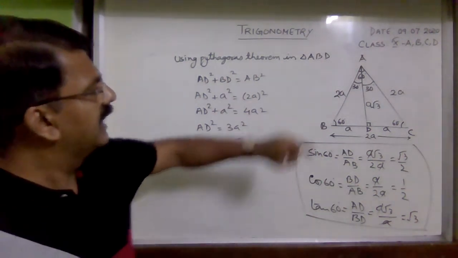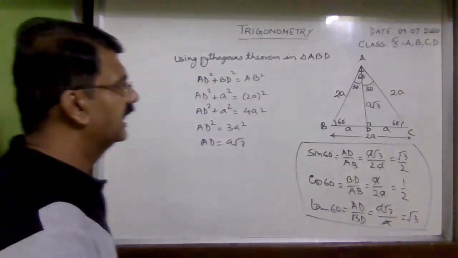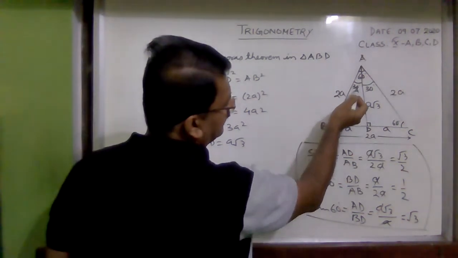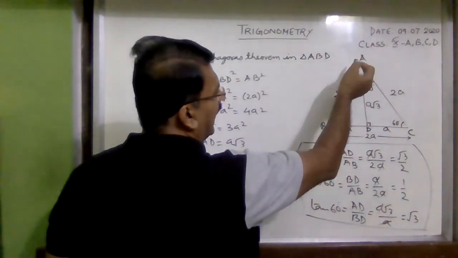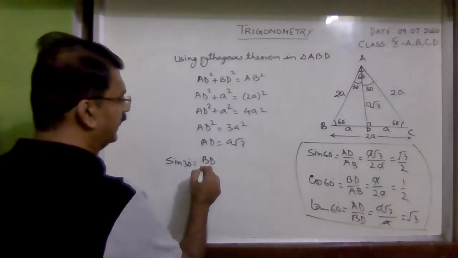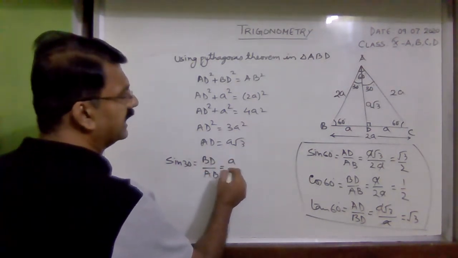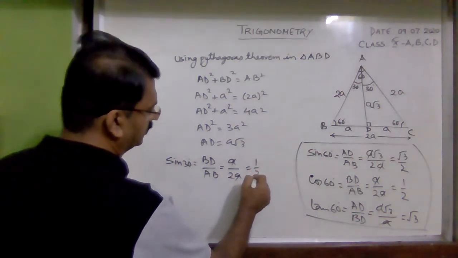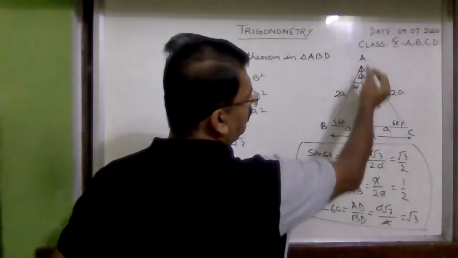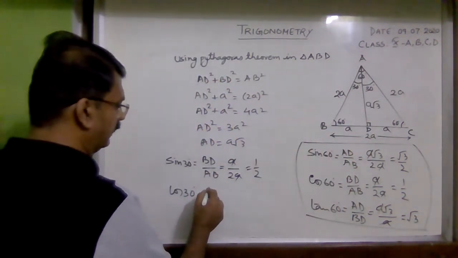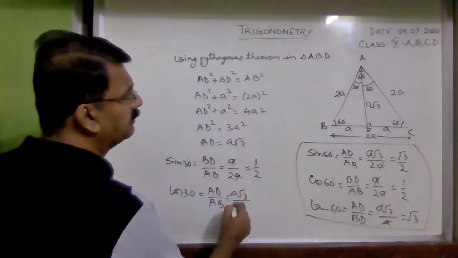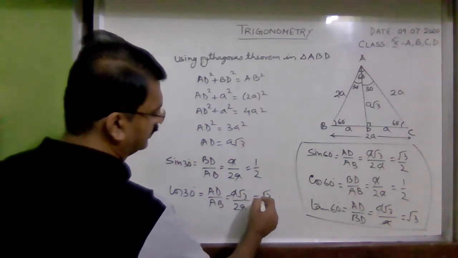Now from the same triangle, if I take 30 as the reference angle, then sine 30. I told you if 30 is the reference angle, then BD will become the perpendicular and AD will become the base. So it is perpendicular upon hypotenuse means BD upon AB. BD is a, AB is 2a, that is 1 upon 2. Then cos 30. Cos 30 is base upon hypotenuse, that is AD upon AB. Now AD is a root 3 and AB is 2a, that is root 3 by 2.